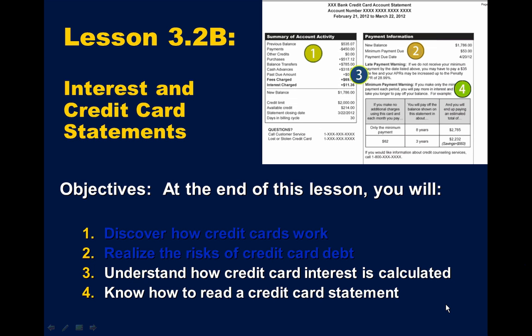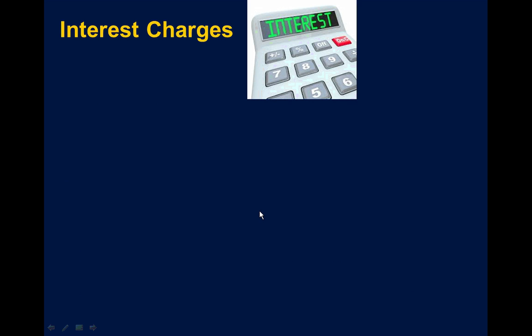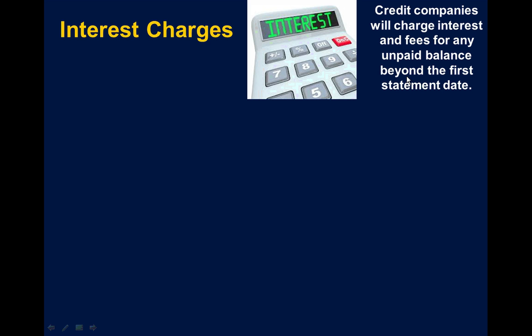In the second half of this lesson on credit cards, we're going to talk about interest calculations and credit card statements, and how you can understand what's going on with your credit cards. By the end of this, you'll know how credit card interest is calculated, and you'll know how to read your statement. First of all, you've got to understand that credit card companies charge interest and fees for any unpaid balance beyond your first statement date.